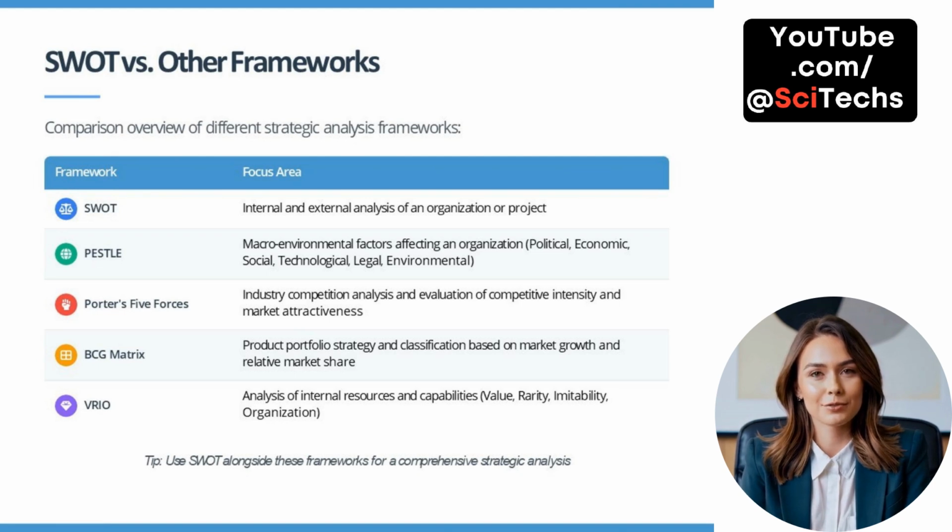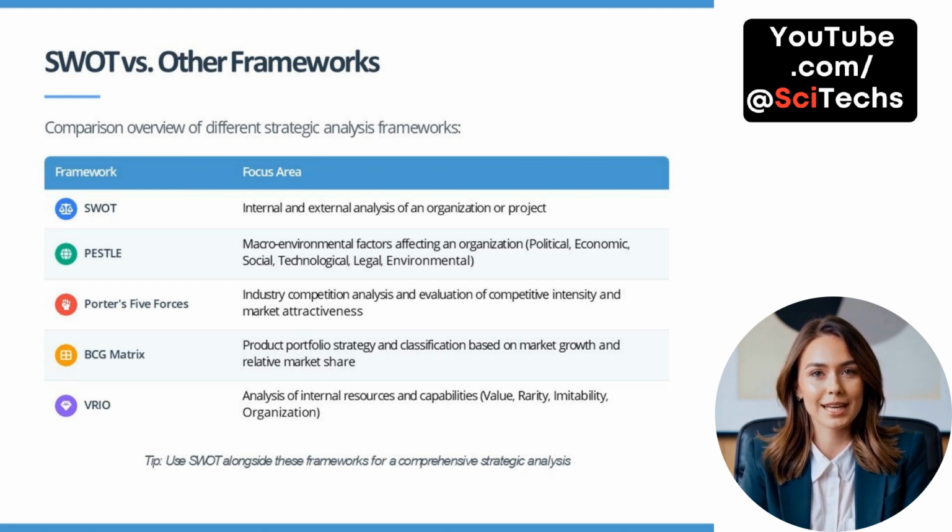SWOT versus other frameworks. While SWOT is a versatile and foundational tool, it's often more effective when combined with other strategic analysis frameworks. Each framework serves a different purpose. SWOT focuses on analyzing both internal and external factors relevant to an organization or project. In contrast, PESTLE examines macro-environmental forces, political, economic, social, technological, legal, and environmental, that shape broader industry trends.